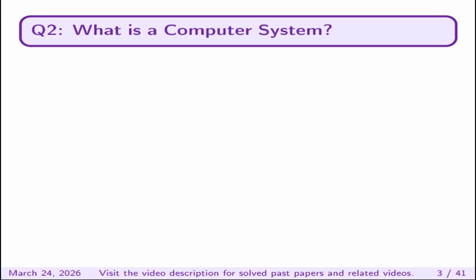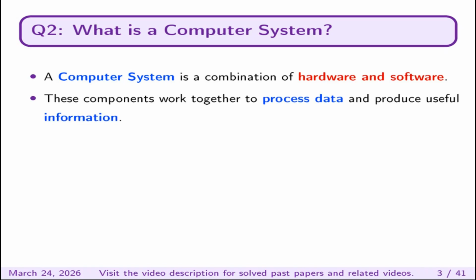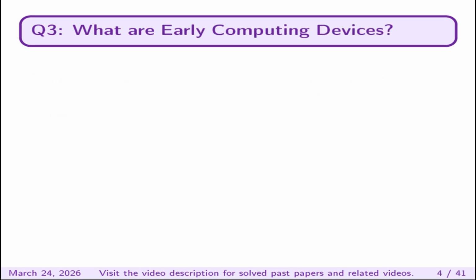What is a computer system? Computer system क्या होता है? A computer system is a combination of hardware and software. These components work together to process data and produce useful information.